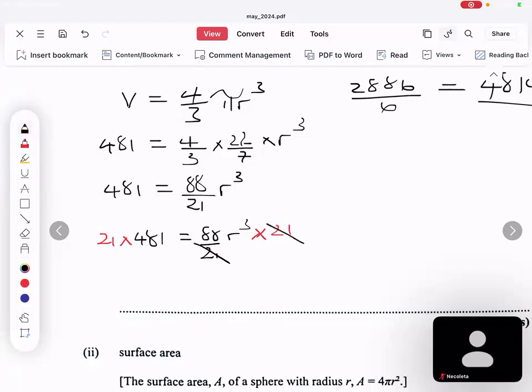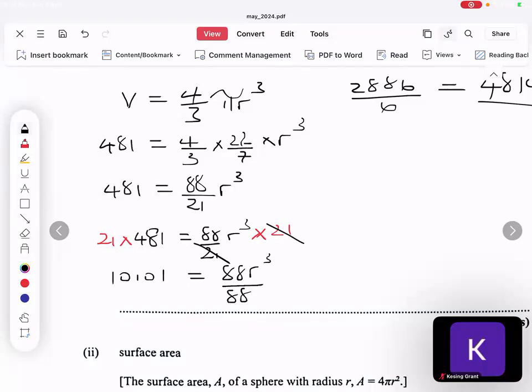So I'm basically left with, what is 21 times 481? 10,101. And that's going to be equal to 88 R cube, because the 21 cancels the 21. Miss Gentle, if you cross multiply, you should get the same thing. I go ahead and divide both sides by 88 now.